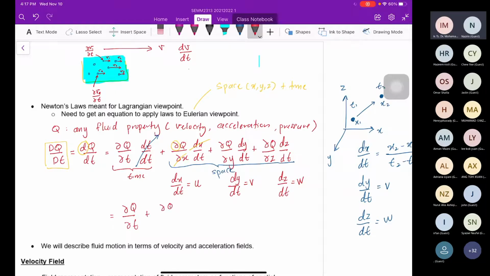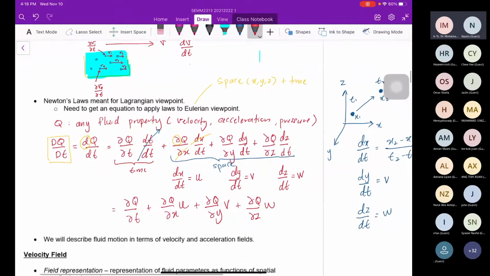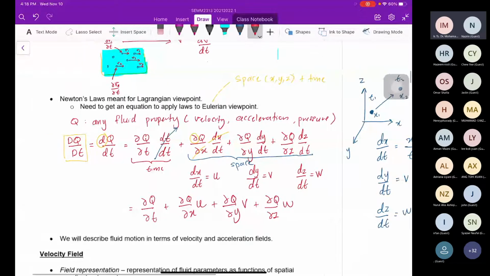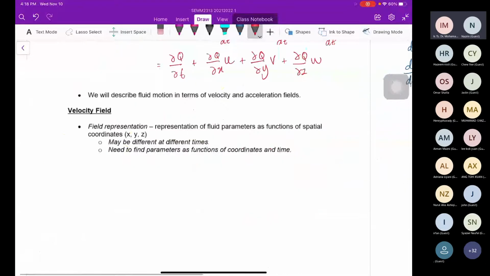Plus partial derivative of Q, partial derivative of X, U. Partial derivative of Q, partial derivative of Y, V. Plus partial derivative of Q over partial derivative of Z, W. So this is the Eulerian viewpoint.